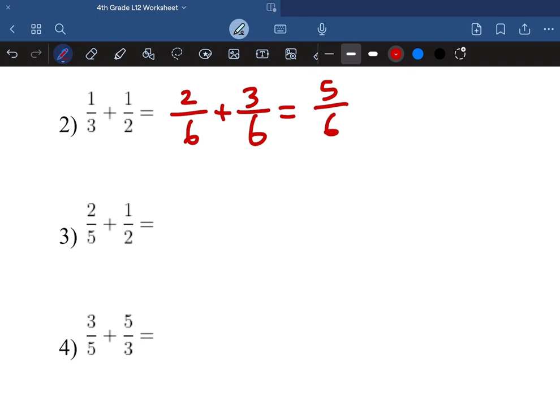Number 3, same thing. We have to have a common denominator, so we're going to turn 2 over 5 into 4 over 10 and 1 over 2 into 5 over 10. 5 plus 4 is 9, so the answer for number 3 is 9 over 10.